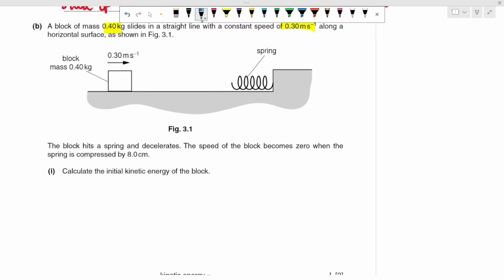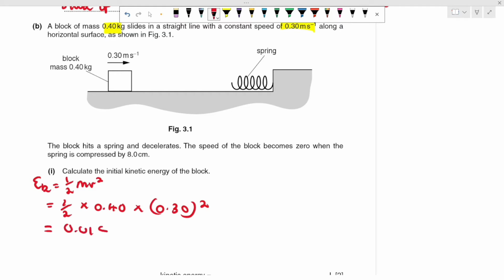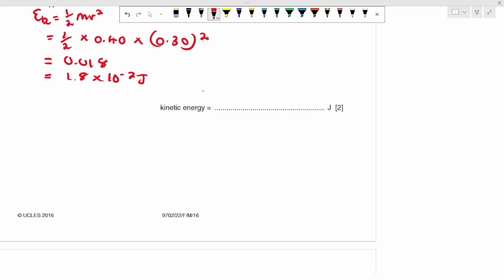So we want to calculate the initial kinetic energy of the block. What do we know? Kinetic energy is essentially 1/2 mv squared. Always ask yourself, what is your initial mass? Does it change? Of course it doesn't. 0.40. What is our initial velocity? 0.30. We can square that. So our initial kinetic energy will be 0.018. If you want to be fancy, put it in standard form. Show them that you also have efficient math skills. So we have 1.8 times 10 to the power of -2.